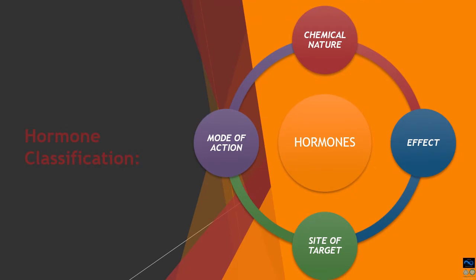There are a number of different kinds of ways by which we can classify the hormones. Four important ones are as listed here in the slide. One is the chemical nature. What is their chemical nature? We can classify the hormones on the basis of that, or on the basis of the effect they carry out in the human body. And what is their site of target? We can classify hormones on the basis of that, and also on the mechanism of action or mode of action. So these are the four different kinds of factors which we use for the classification of hormones.